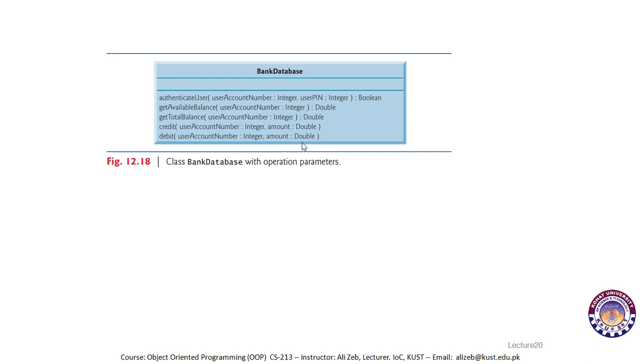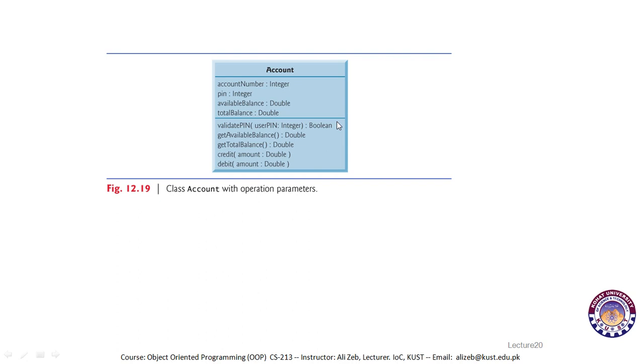So we can also add in our UML class diagram the parameters that a certain function will need. And towards the front of the name of the method is the return type of that method. Similarly, for the Account class with its operations and parameters, as we can see, if you want to validate a PIN, we need the PIN of the user. And again, for some of the classes, let's say the credit method will need the amount, and the debit method will need the amount.